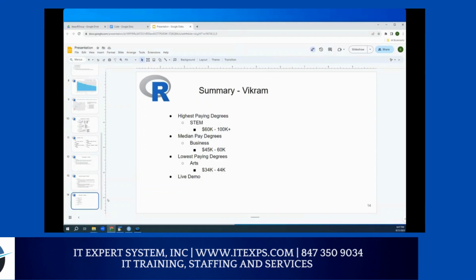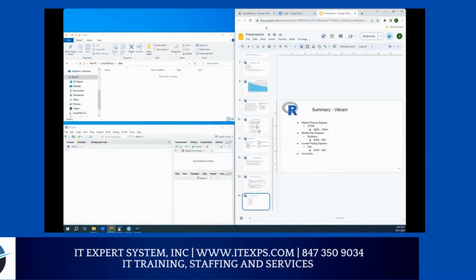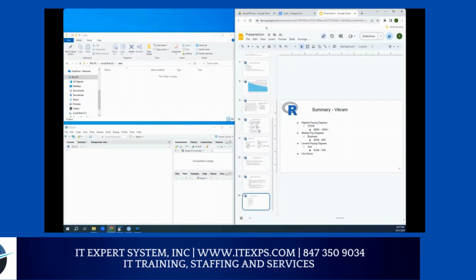In summary, we were able to find out quite a bit of things. Firstly, STEM degrees in engineering and computer science seem to yield the highest salaries, between 60,000 to more than 100,000. Then in the middle, we have business, healthcare, and communications. They pay around 45 to 60,000, whereas we have the lowest paying degrees as, once again, liberal arts, from 34 to 44,000. Now, I'll pass it off to Dan for a live demo.